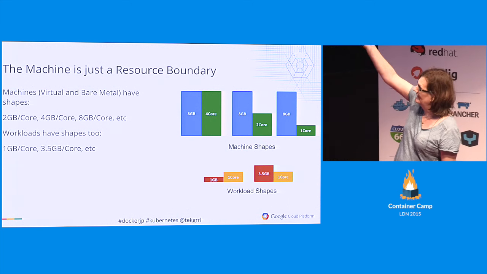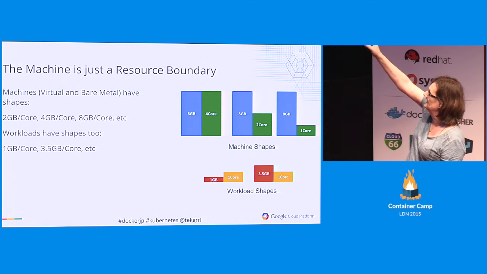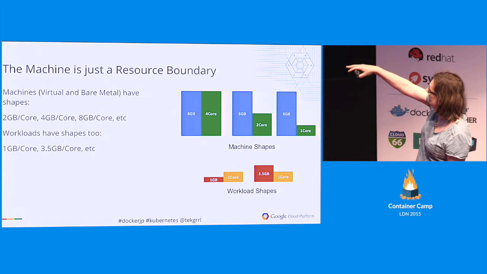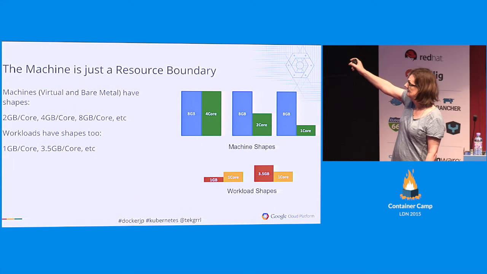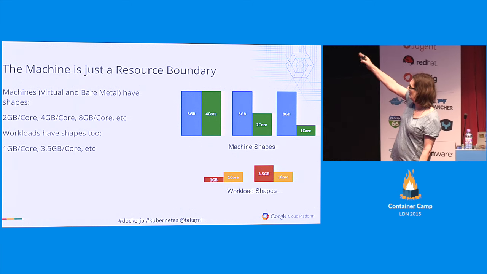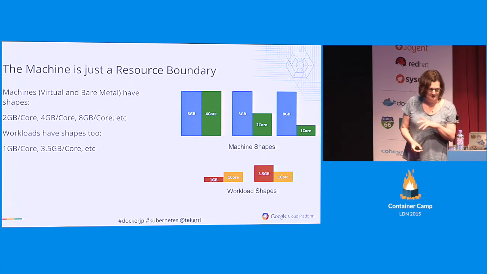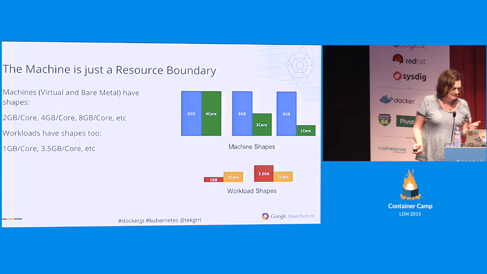And machines have shapes. So this is an 8 gigabyte 4-core machine, so 2 gigabytes per core, 4 gigabytes per core, 1 gigabyte per core. And then we have workload shapes as well. So these workloads have shapes. And 1 gigabyte, 1 core, 3.5 gigabyte, 1 core. The scale is kind of complicated, but I just worked that out yesterday when I wrote this slide. And so that looks like this.